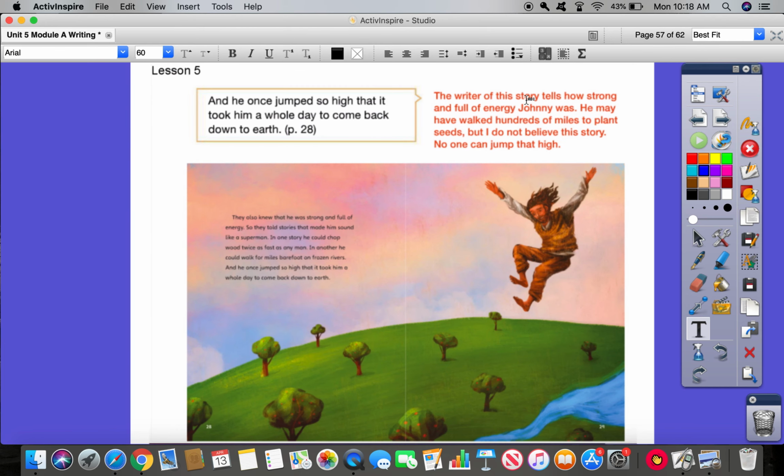Pages 28 and 29. "And once he jumped so high that it took him a whole day to come back down to earth." This is from page 28. The writer of this story tells how strong and full of energy Johnny was. He may have walked hundreds of miles to plant seeds, but I do not believe this story. No one can jump that high.